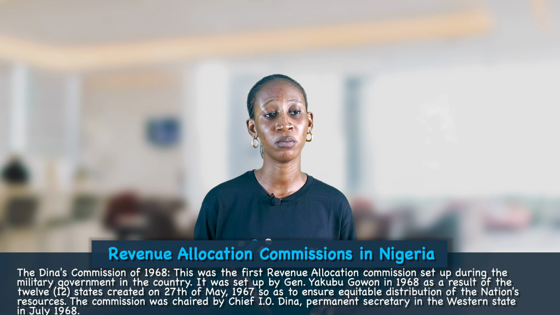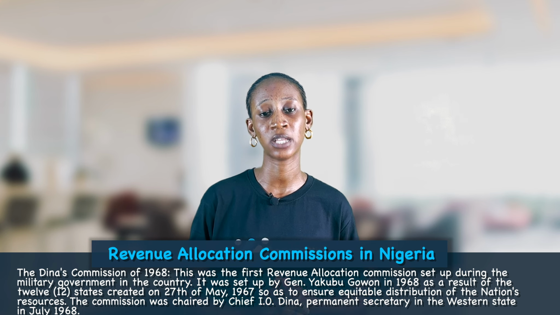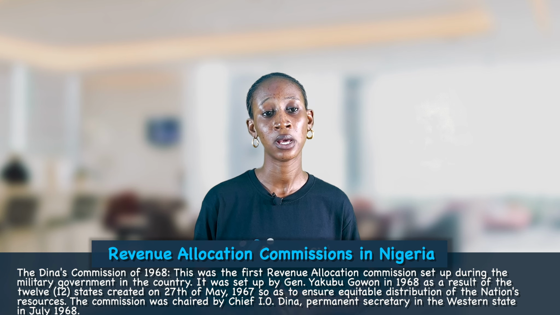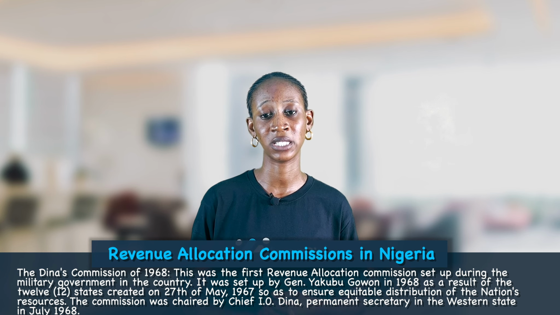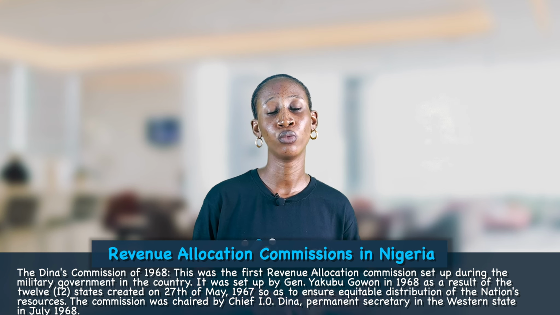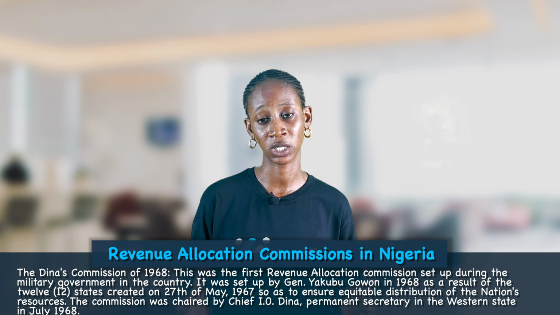The next revenue allocation commission we'll be looking at is the Dina Commission of 1968. This was the first revenue allocation commission set up during the military government in the country. It was the first revenue allocation commission to be set up during the military regime in Nigeria.